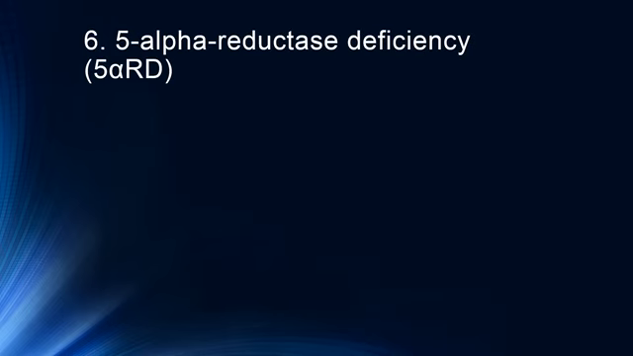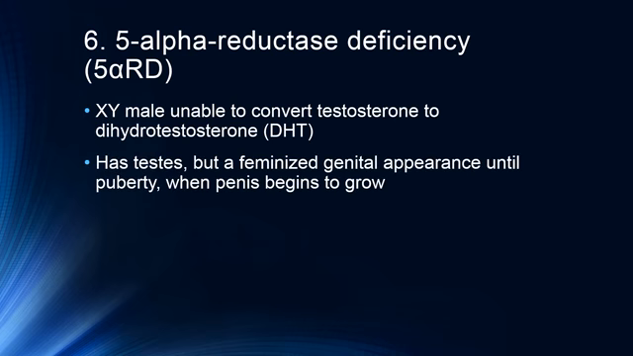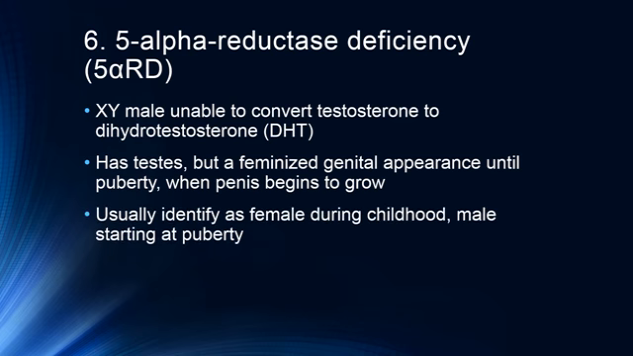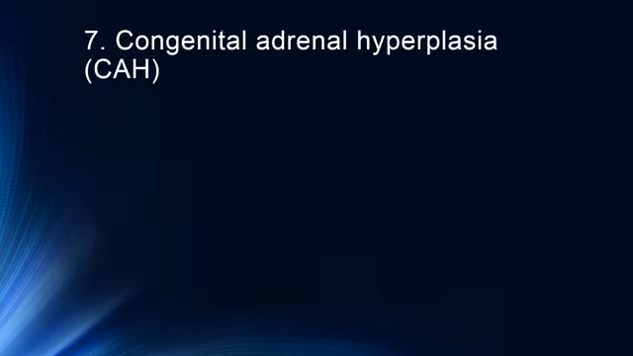Another phenomenon is called 5-alpha reductase deficiency. These are individuals who are chromosomally male, so they're an XY male, who are unable to convert testosterone to dihydrotestosterone because they're lacking the enzyme 5-alpha reductase. They have testes, but a feminized genital appearance until puberty, when their penis will begin to grow. So they usually identify as female during childhood and then male starting at puberty, and most are attracted to women as adults.